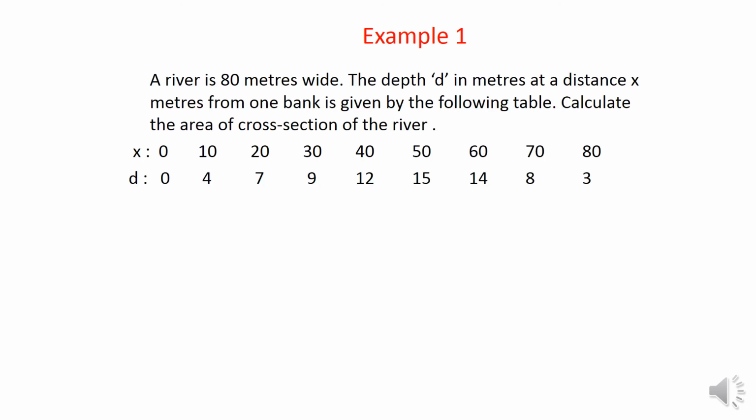Now let's see one example based on the trapezoidal rule. So this example is: a river is 80 meters wide. The depth d in meters at a distance x meters from one bank is given by the following table. Calculate the area of cross section of the river. So x values are 0, 10, 20, 30, 40, 50, 60, 70 and 80, and depth d is 0, 4, 7, 9, 12, 15, 14, 8 and 3. These are corresponding values, meaning for x is equal to 10 depth is 4, and for x is equal to 60 depth is 14.